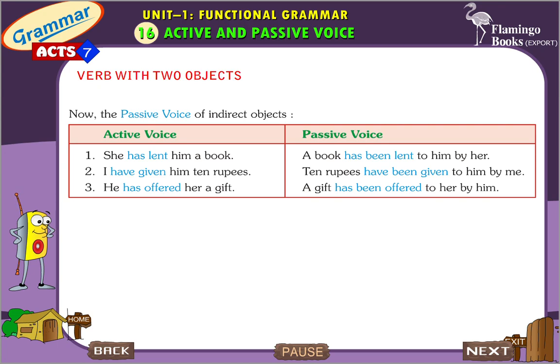Active voice, passive voice. She has lent him a book. A book has been lent to him by her. I have given him 10 rupees. 10 rupees have been given to him by me. He has offered her a gift. A gift has been offered to her by him.